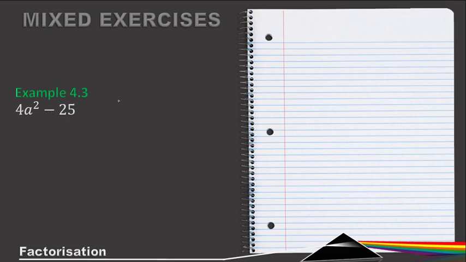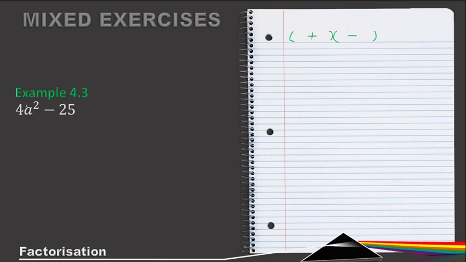Now let's look at step 2. How many terms are there? Since there are two terms, we know we need to apply difference of squares. So we have that both terms are perfect squares. In doing this, we open two brackets, and we know for difference of squares, one must be a plus and one must be a minus.